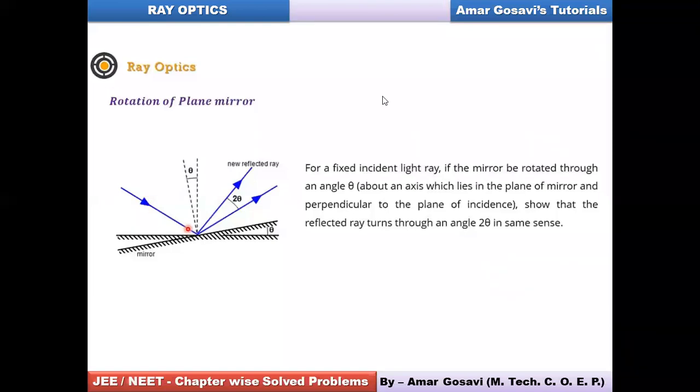Again, I repeat, it's a simple thing. If the mirror is rotated by theta, you can see the mirror which was horizontal is rotated by angle theta. So what effect does it make on the reflected ray? The reflected ray moves in the same sense: if the mirror is moved by theta anti-clockwise, the reflected ray will also move through 2 theta in this case. This is something which you need to know, basically. Hopefully you have noted this down.